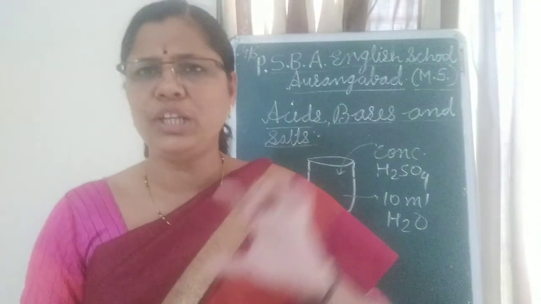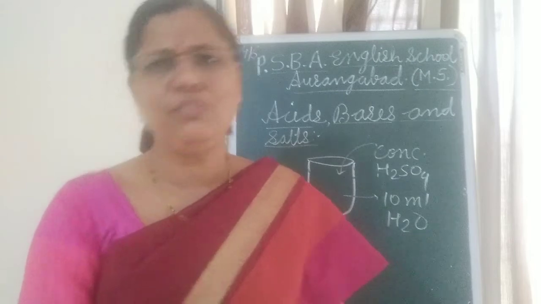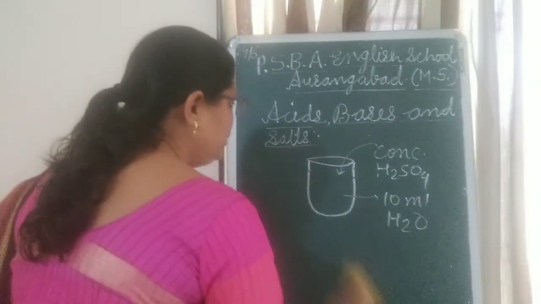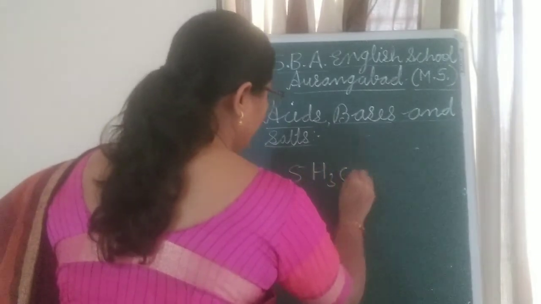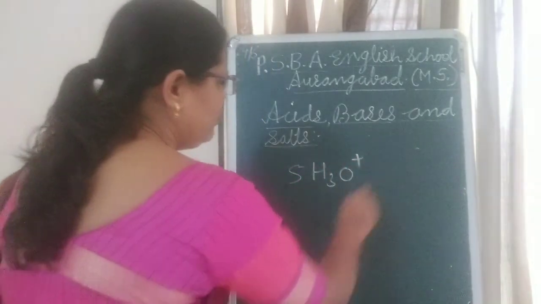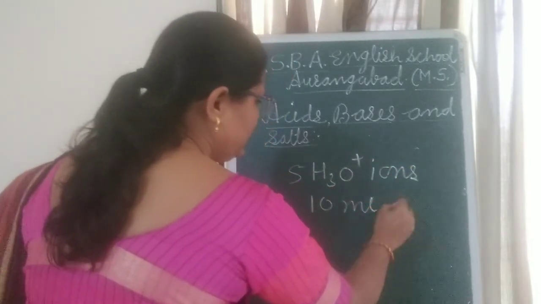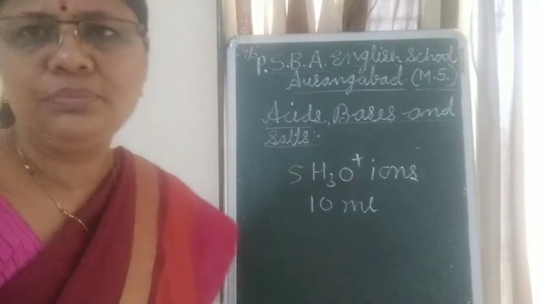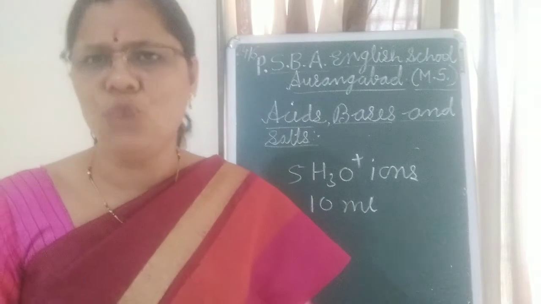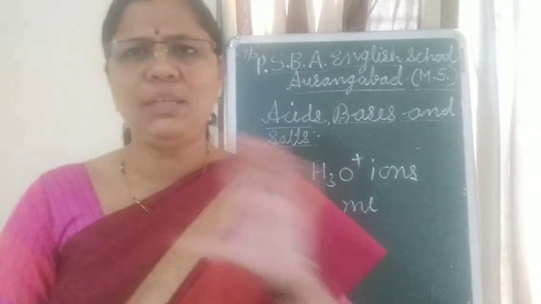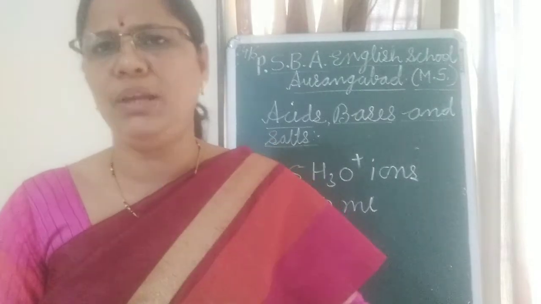Now, instead of 5 ml of water, if you take 10 ml of water. Before that, I would like to tell you about 5 ml HCl and 5 ml water. We have seen that 5 H3O positive ions, that is hydronium ions, are there. So the total volume is 10 ml, because 5 ml HCl and 5 ml water. Now we will increase the volume of water. So 5 ml HCl we will keep the same, but instead of 5 ml water we will take 10 ml of water.